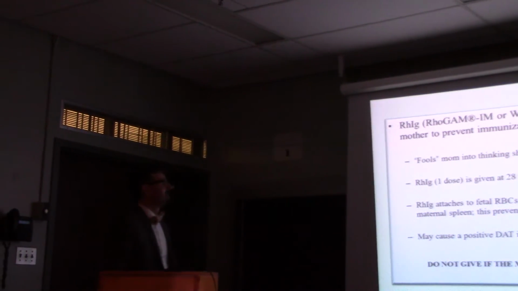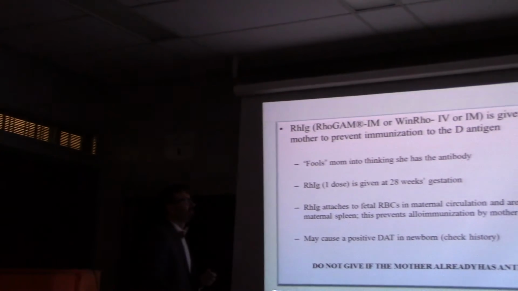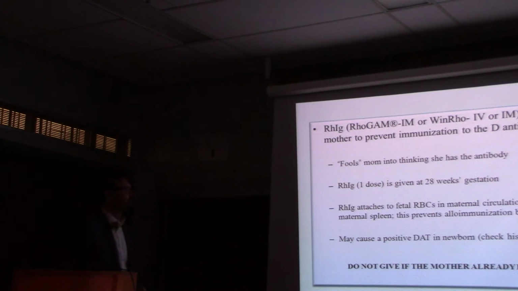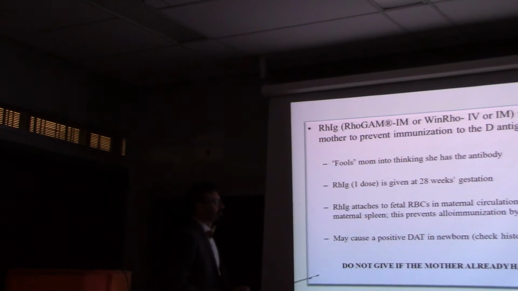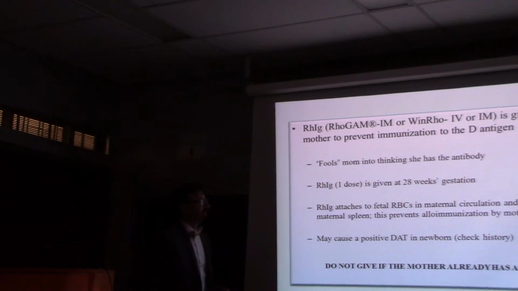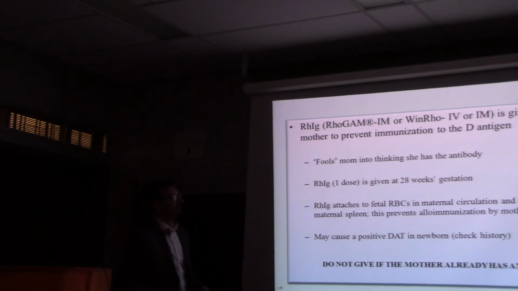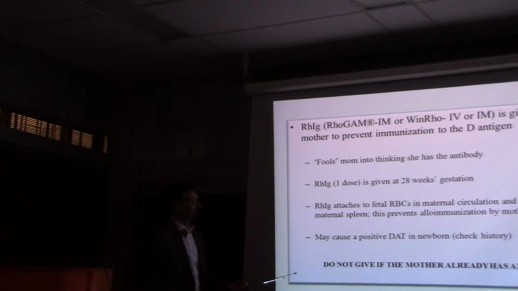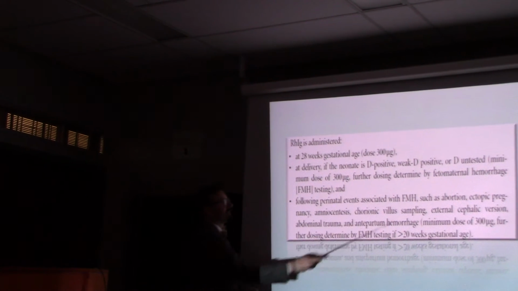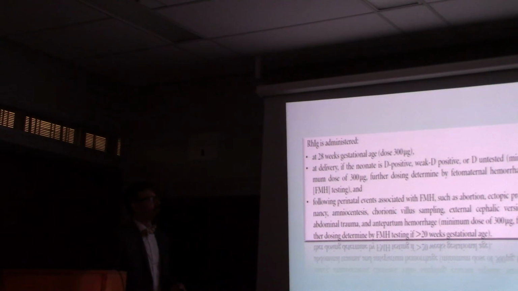Prevention: think WinRho or RhoGAM, essentially fooling the mom into thinking that she has an antibody so she won't rev up a response to this foreign antigen. Usually it starts at 28 weeks, or if there is some other event that is being done to the mother. Essentially, for any of these things you should consider giving RhoGAM or WinRho.